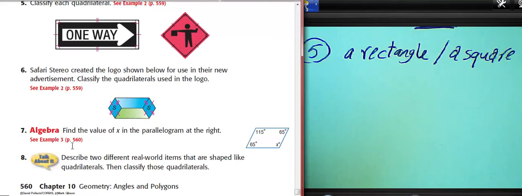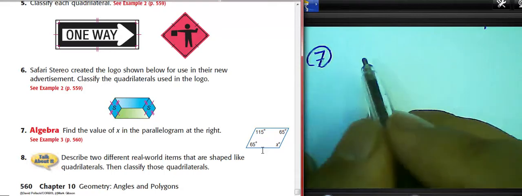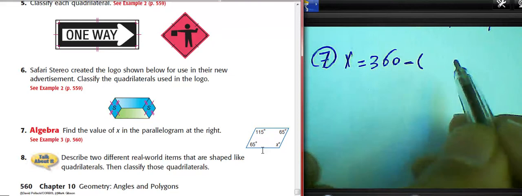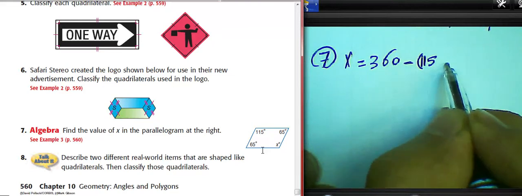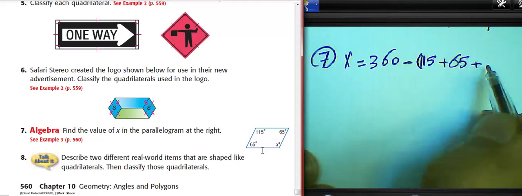Question number 7. Find the value of x in the parallelogram at the right here. We can find this angle by subtracting from 360. We can find the sum of these angles. Question number 7 here. x equals 360 subtract 115 plus 65 plus 65.